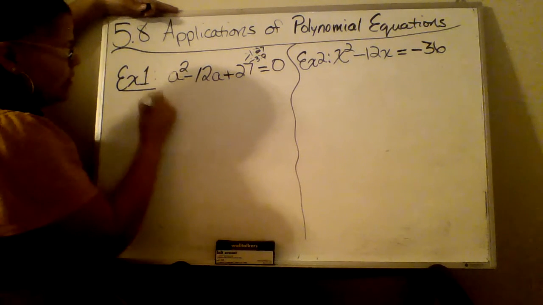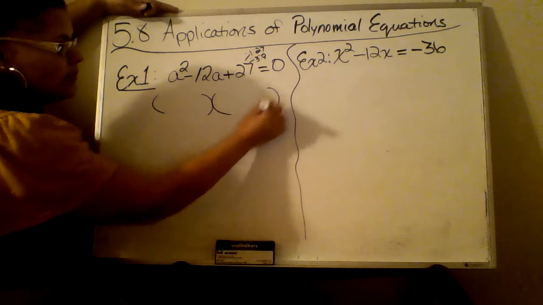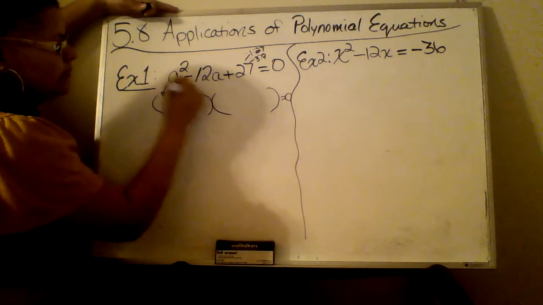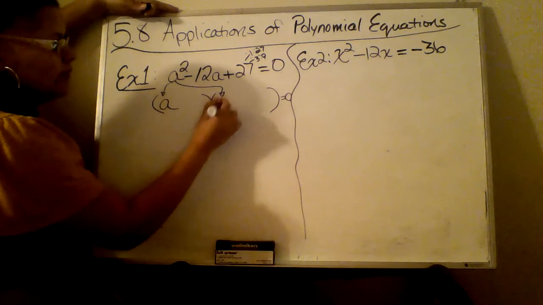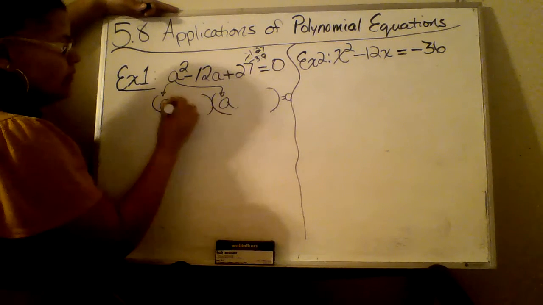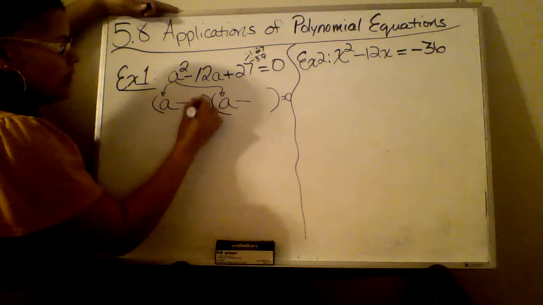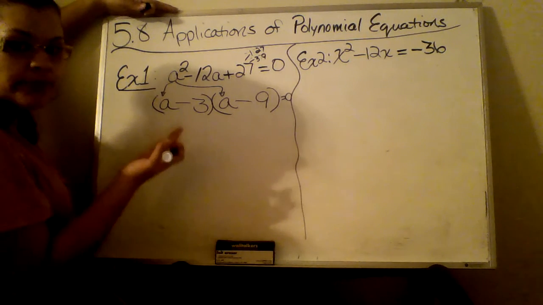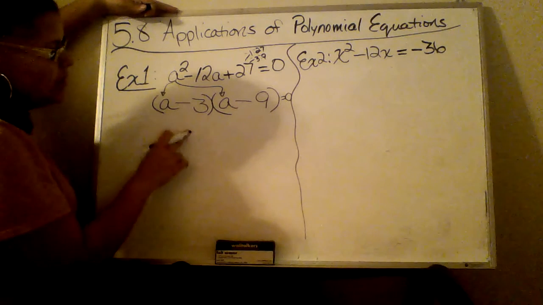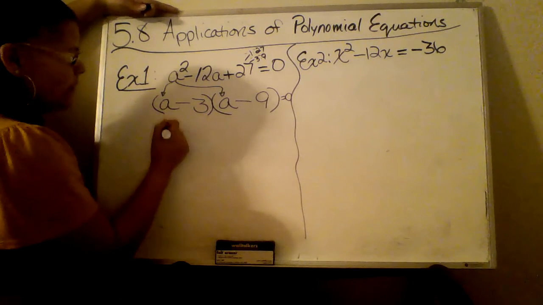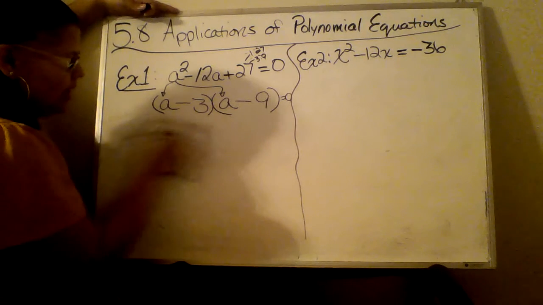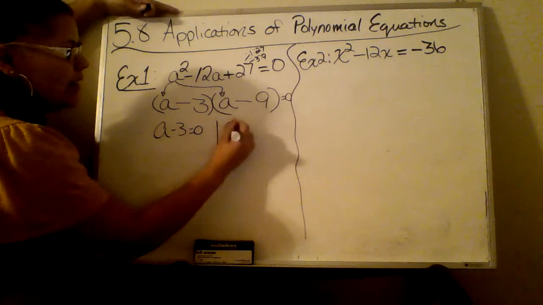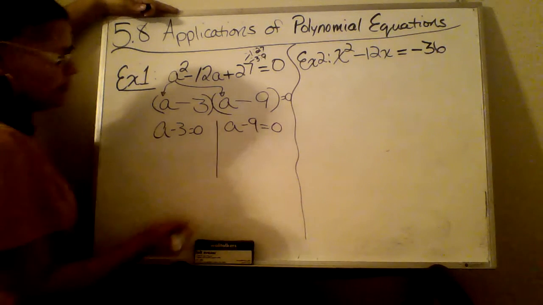So then when we make our boxes, we have A, we split off A first. And because they're all negative, this is minus, minus, and then we take our 3 and our 9. So now our next step, in addition to what we did before, is to set each of these equal to 0 and solve for A. So A minus 3 equals 0, and then A minus 9 equals 0. So now we solve.